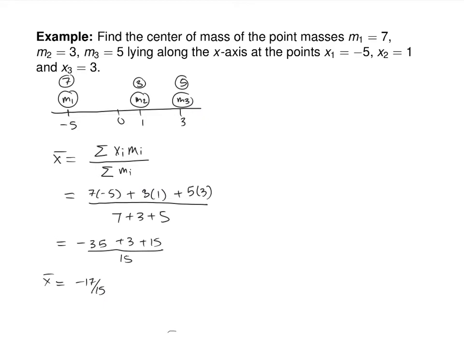So that's where the center of mass would have to be to balance out this system. And that kind of makes sense because you've got the heaviest thing on the left side, right? So it makes sense you're going to have to go a little bit to the left of 0 to make that balance.